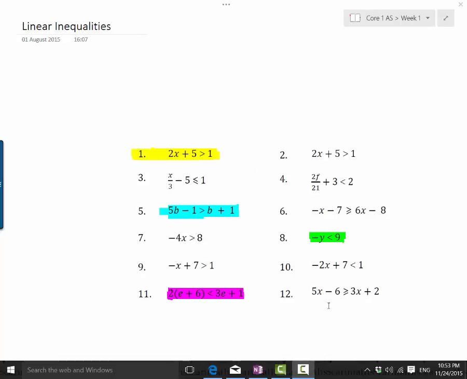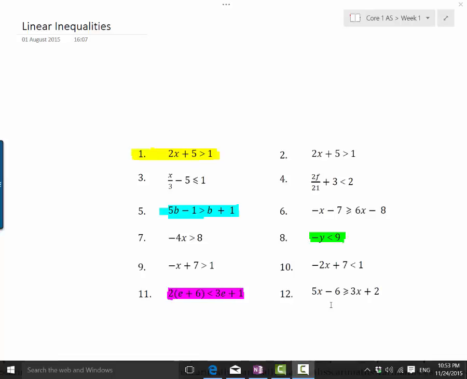As you can see here, there are 12 questions. I've highlighted 4 which I'm going to do as an example, but feel free to answer any of the other ones, and should you require or want any of the answers, I'll be more than willing to provide you with them. Okay, so here we go.